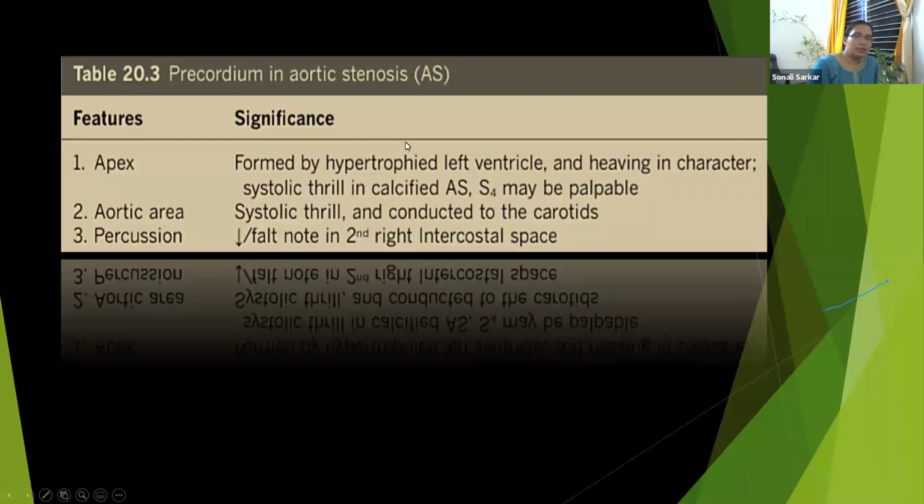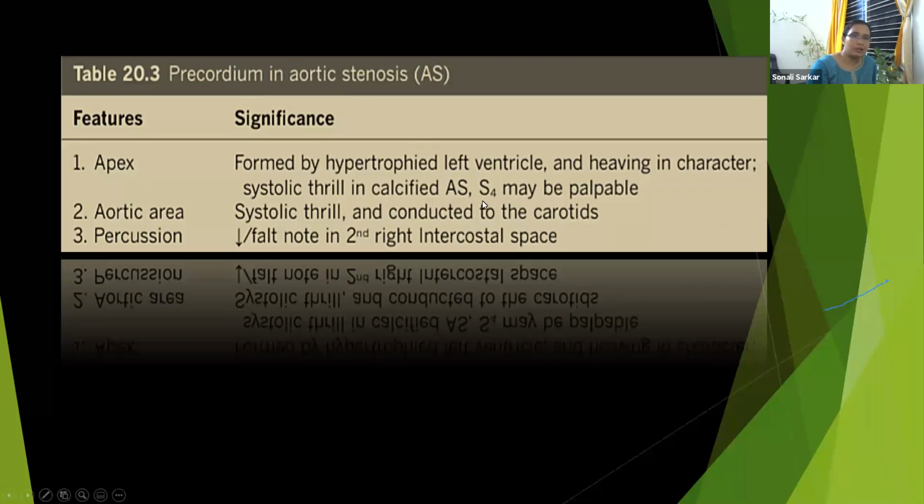Now in aortic stenosis, what happens? In aortic stenosis, the left ventricle undergoes pressure hypertrophy. The wall is thickened, but it is not dilated. So the apex is formed by the hypertrophied left ventricle, but it is heaving in character. Heaving means forceful, well sustained. Forceful means it will easily lift your palpating fingers, and well sustained means it will be more than 50% of systole. There will be a systolic thrill in calcified aortic stenosis.